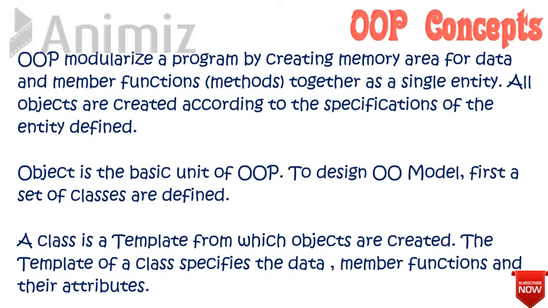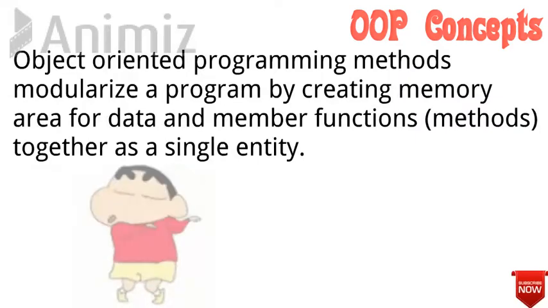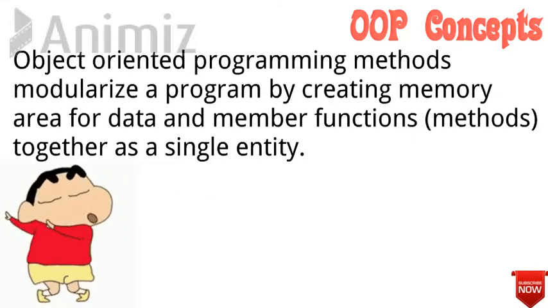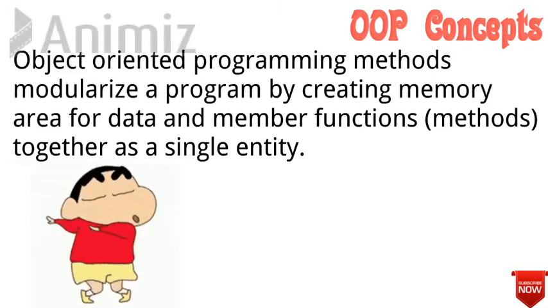To design object-oriented module or OOM, first a set of classes are defined. A class is a template from which objects are created. The templates of a class specifies the data, member function, and their attributes. Object-oriented programming methods modulize a program by creating memory area for data and memory functions together as a single entity.